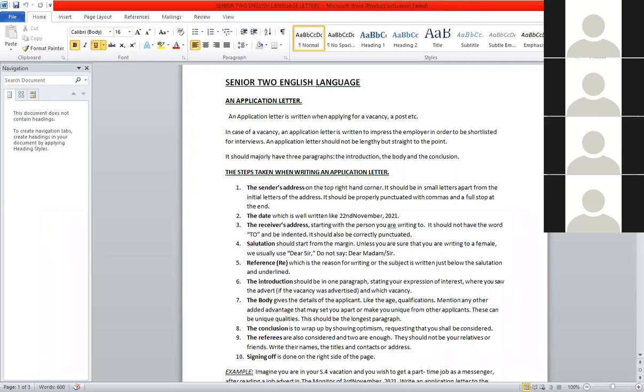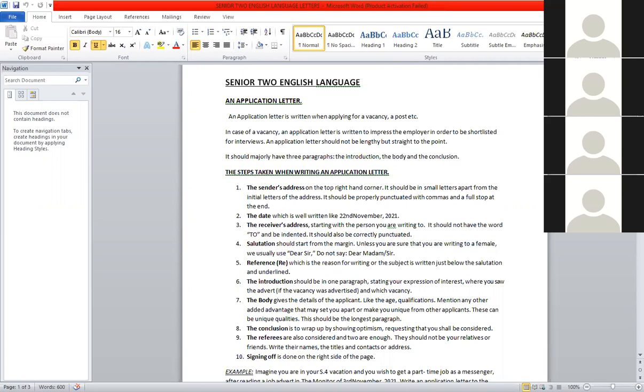And we also have to know that an application letter has 3 paragraphs. Okay, we shall look at that. Apart from the format, or the sender's address, the receiver's, and all that, it should have 3 paragraphs. It should have the introduction, the body, and the conclusion. And in most cases, we need to know what we should include in each and every paragraph.